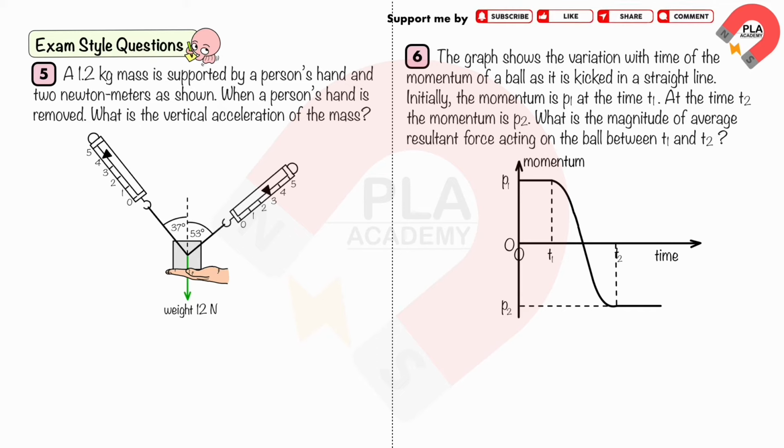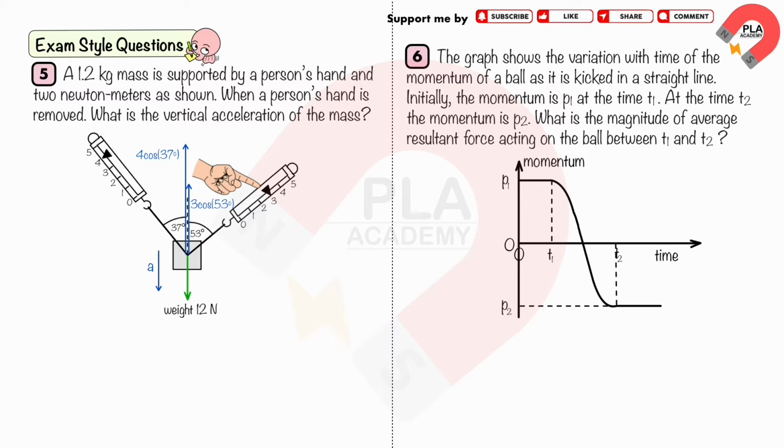Exam style question 5. A 1.2 kilogram mass is supported by a person's hand and 2 newton meters as shown. When the person's hand is removed, what is the vertical acceleration of the mass? We break the force 4 newtons into a vertical component as 4 cos 37 degrees, upward. The force 3 newtons breaks into a vertical component as 3 cos 53 degrees, upward.